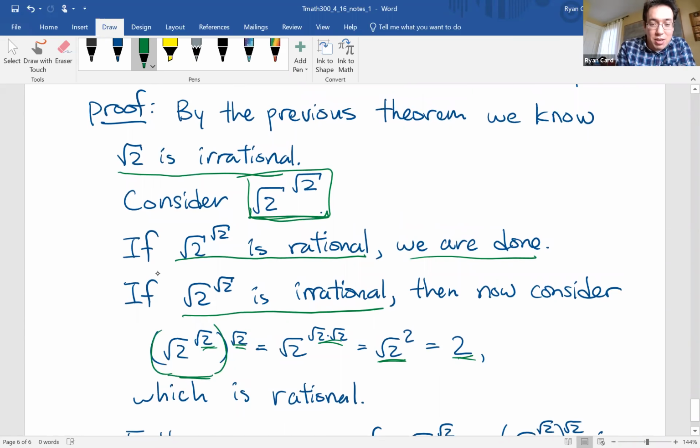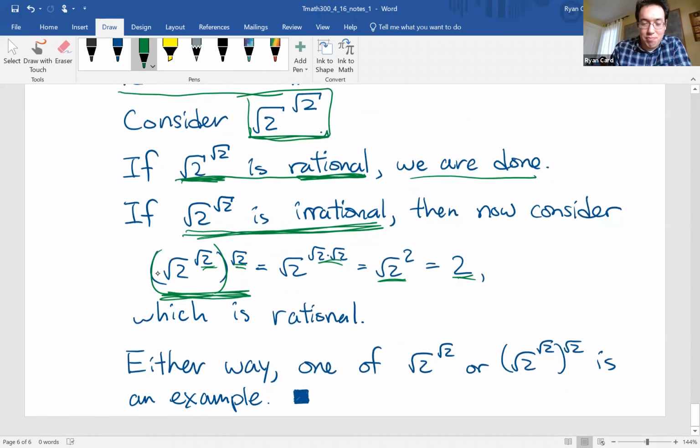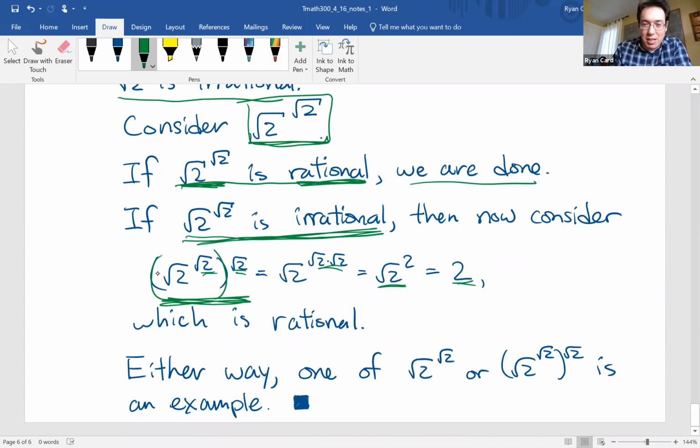So, okay. This is a little complicated structure of the proof. So if this thing is rational, we're done. If this thing is irrational, then this thing is equal to a rational number. So either way, you have an example where you have an irrational number raised to an irrational number equal to a rational number. And that's the end of the proof.